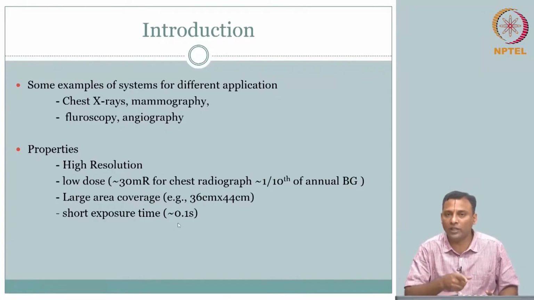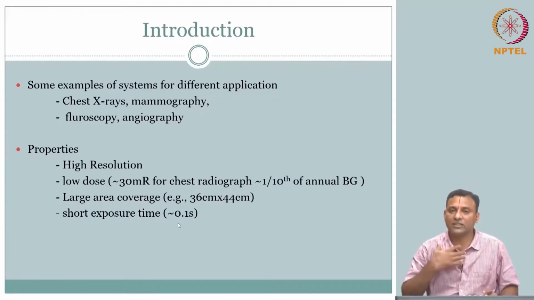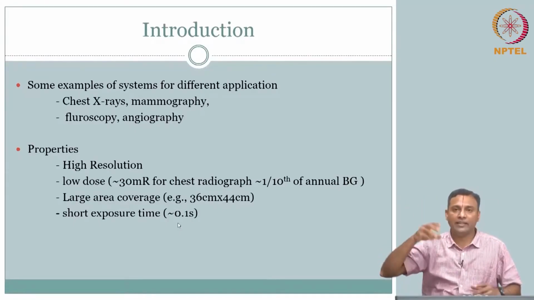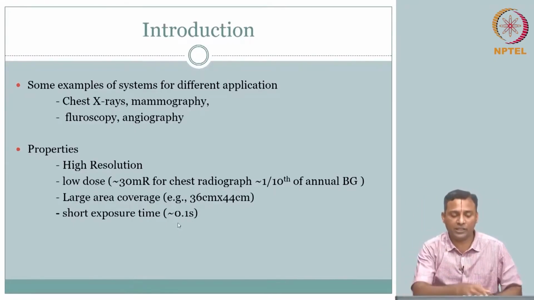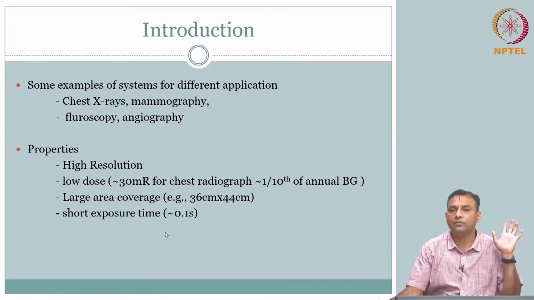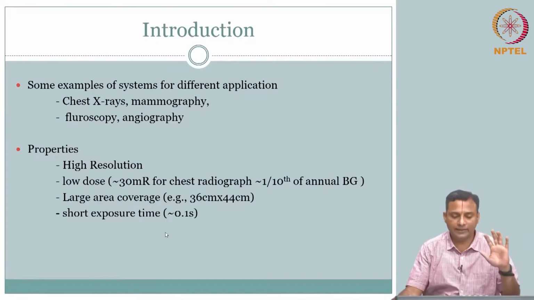You probably know what it means. You send the X-rays through, they go through the body, come to the other side, and get detected. How much X radiation are you exposed to? The ionizing capability is very small, because you are sending it only for 0.1 second. So, in that sense, it is quick. These are the desirable properties.